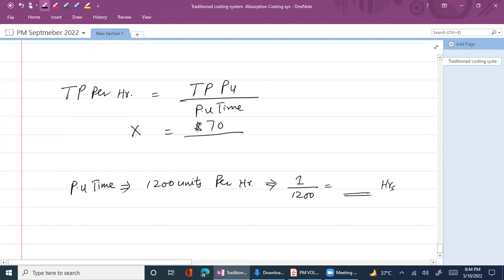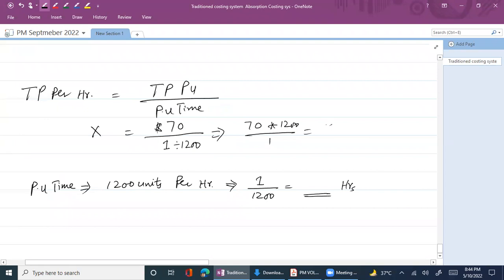How many hours are required? In 1 hour, we are producing 1200 units. So this is your per unit time in hours. So this will be 1 divided by 1200. And we know that in mathematics, division of a division becomes multiplication. So basically, we will get throughput per hour 84,000. You can even use your calculator and your answer will be in fractions, and use that fraction to get 84,000. Please try, everyone, whether you are getting this answer and update me as well.